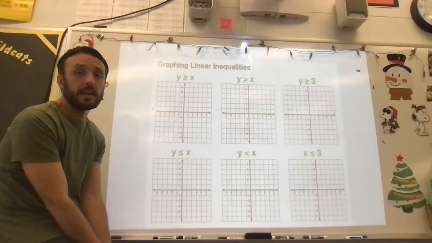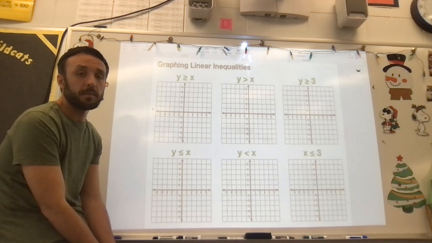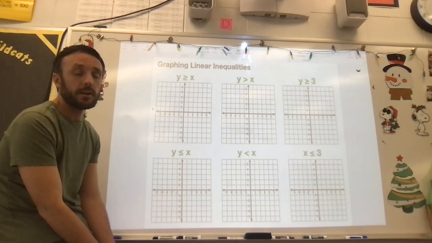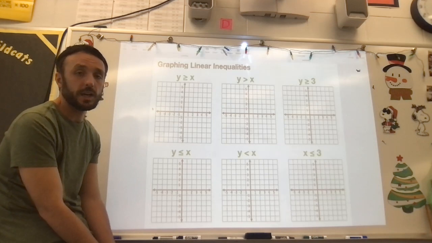Good morning, guys. Today we are going to be working on graphing linear inequalities. The good thing about this is it's almost identical to graphing slope-intercept form and graphing linear equations. The only difference is we have a couple different things we need to do with the line, and we will need to shade a little bit.